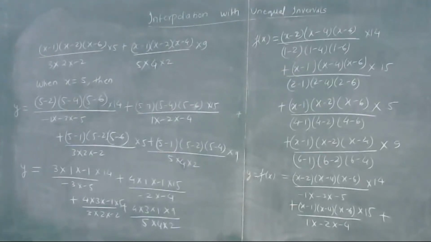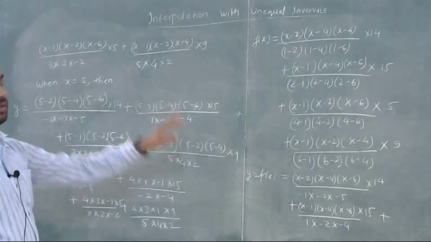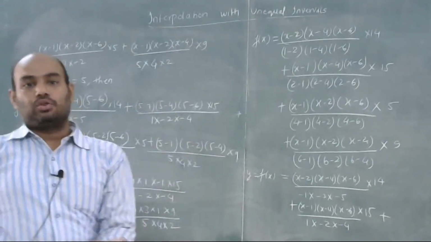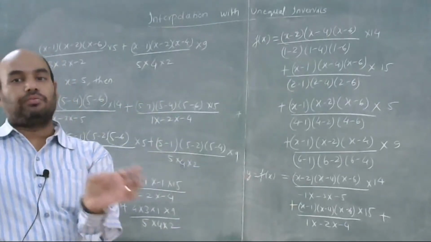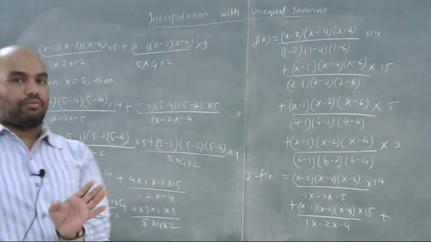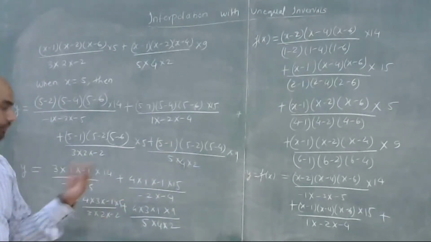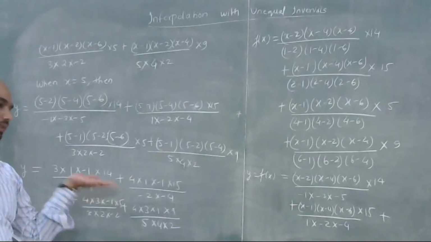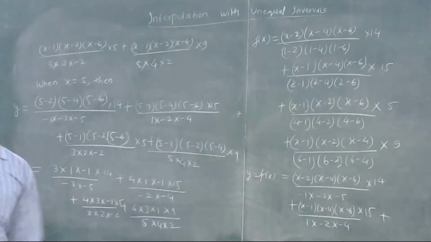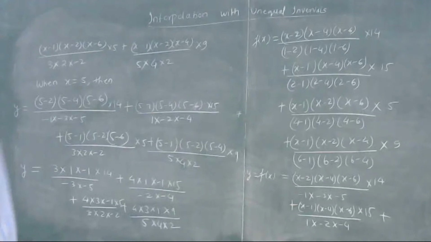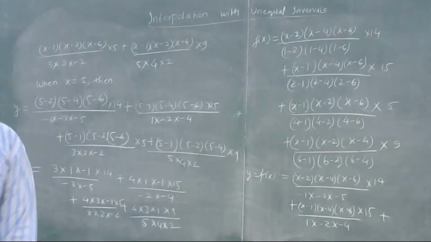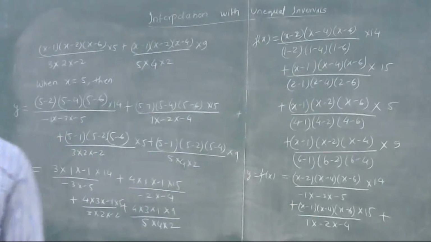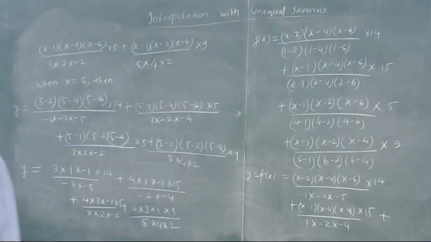So from this formula, if a table is given, you can find the value of the function f of x, and you can find the value of that function for any given value of x. So this is the application of Lagrange's interpolation formula.